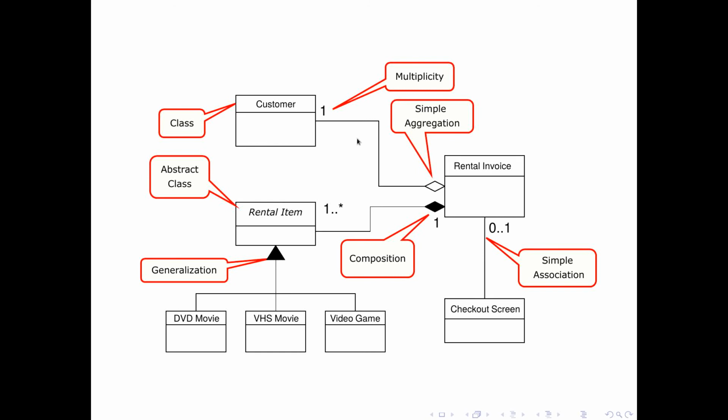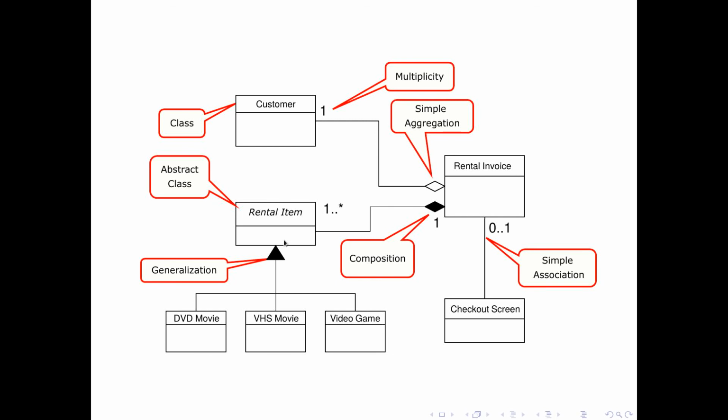So the customer has a rental invoice, but the customer is not composed of rental invoices. Now the rental item, on the other hand: the rental invoice is composed of one or more rental items. And if there are no rental items, there is no rental invoice. So that's why this is a composition, whereas this was an aggregation.